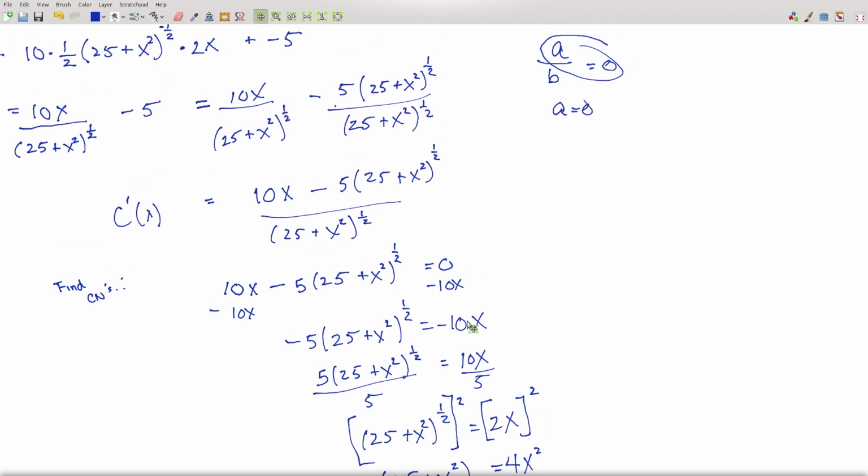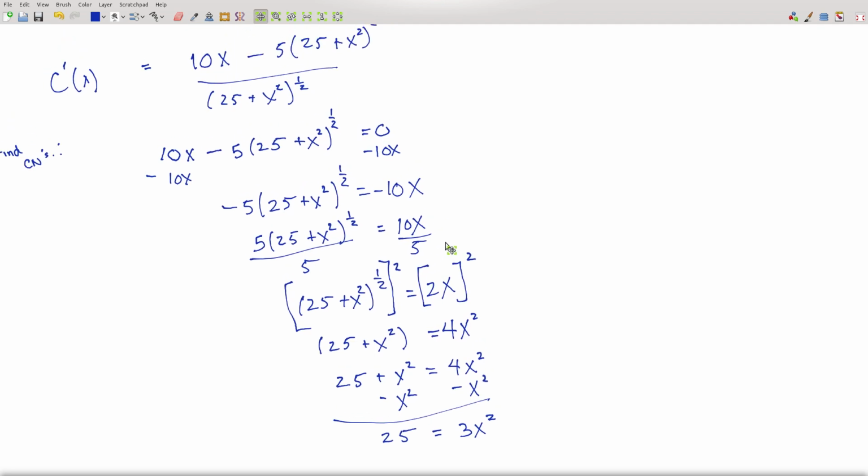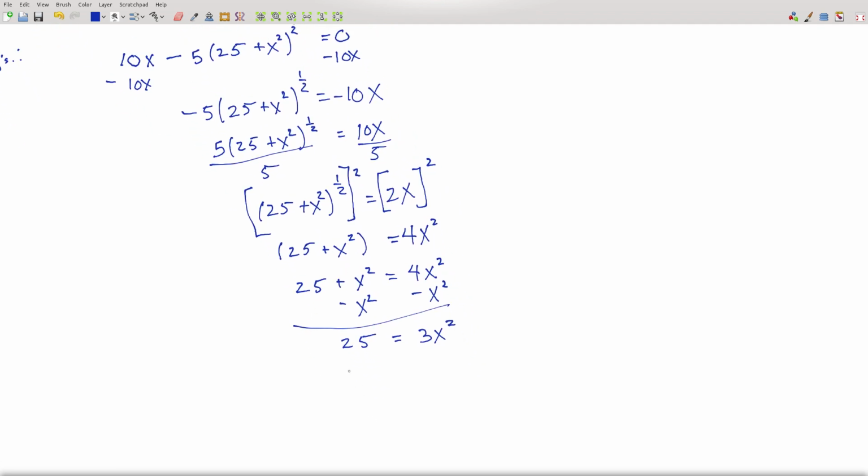Okay. What else can we do here? These parentheses are there to help you see what's going on. They're not really serving any purpose anymore, so I'll get rid of them. 25 plus x squared equals 4x squared. How about if I subtract x squared from both sides now? Minus x squared, minus x squared. Now I have 25 equals 3x squared, right? Some people prefer to have the x's on the left, so I'll rewrite this as 3x squared equals 25. That's the exact same thing.